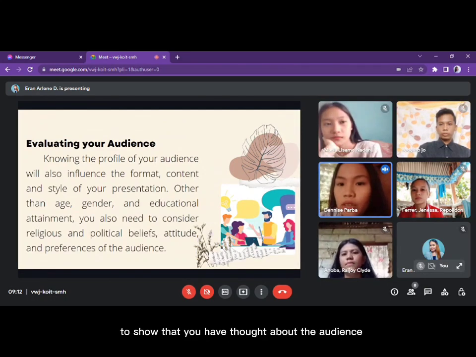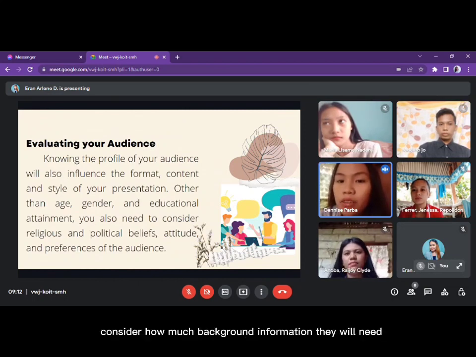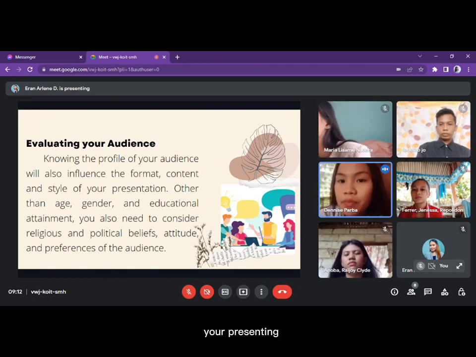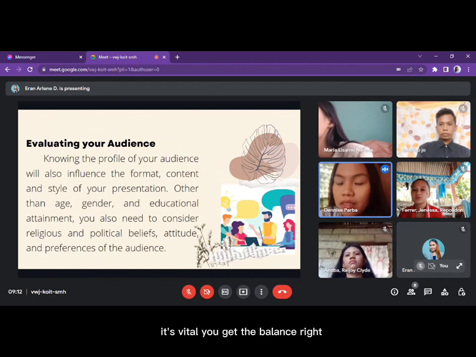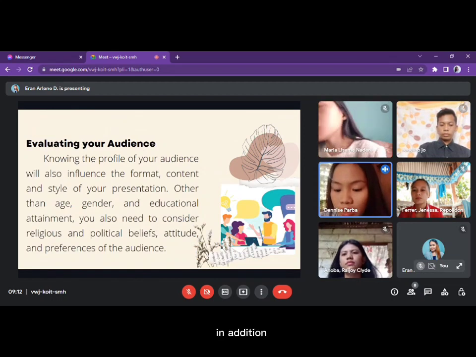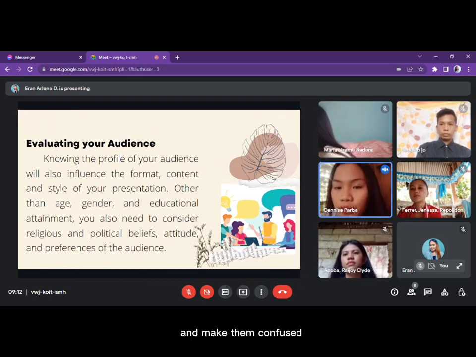To show that you have thought about the audience, consider how much background information they will need. Do they already have some knowledge of the topic you're presenting? It's vital you get the balance right, and knowing your audience is the key. Avoid using jargon or difficult words that are beyond their level of understanding. In addition, we can be aware of those words that are sensitive and may make them confused.